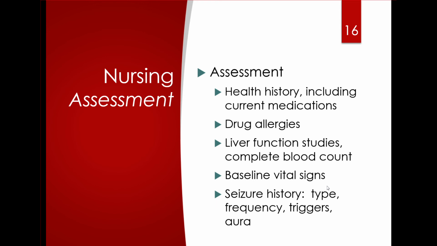And then just an idea of what their seizure history is like. What kind of seizures do they have? You know, how often do they happen? What triggers them? Do they have an aura that they see or smell or hear or sense before they have a seizure? That tends to happen with epilepsy, and people tend to know when they're going to have a seizure.